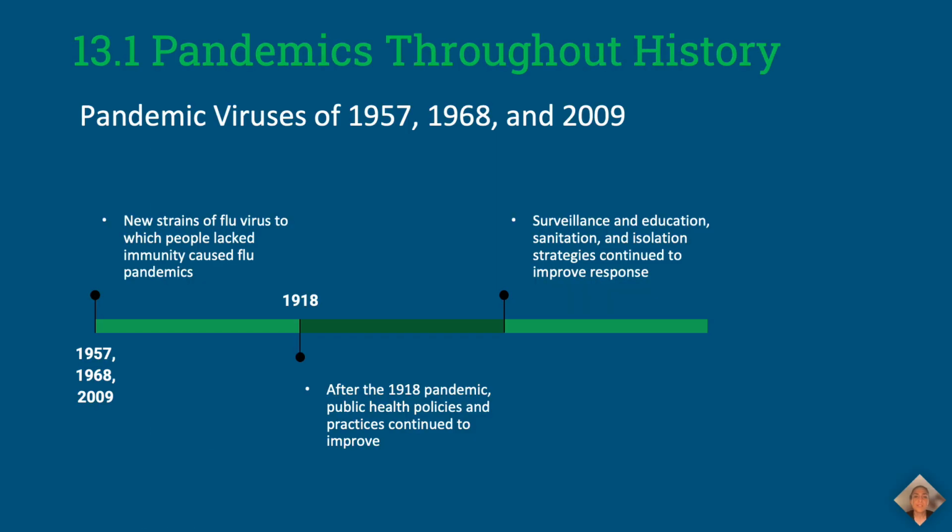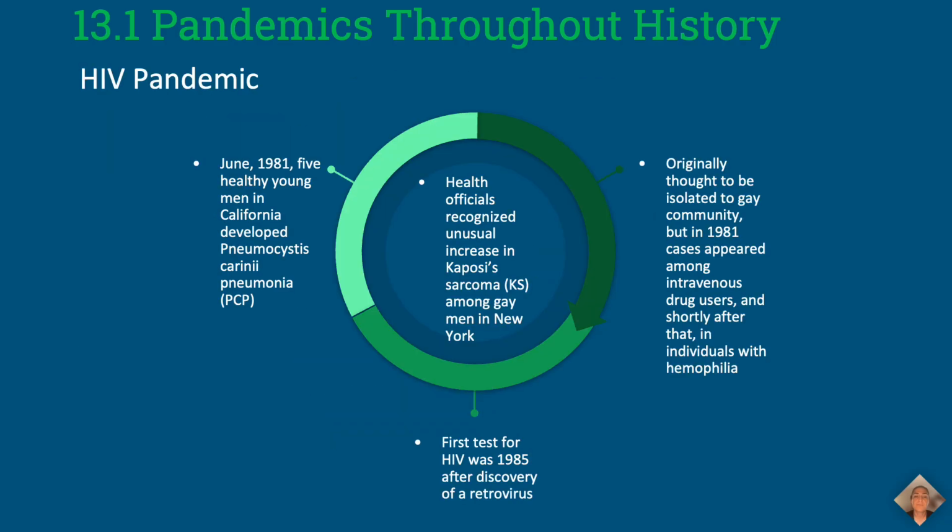So pandemic viruses of 1957, 1968, and 2009. In 1957, 68, and 2009, there were new strains of flu virus to which people lacked immunity. And these caused flu pandemics. And then after the 1918 pandemic, public health policies and practice really continued to improve. There was an emphasis on surveillance and education and sanitation and isolation strategies, which were used to improve response.